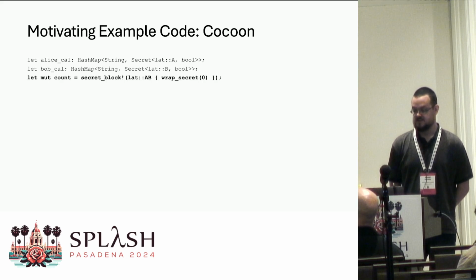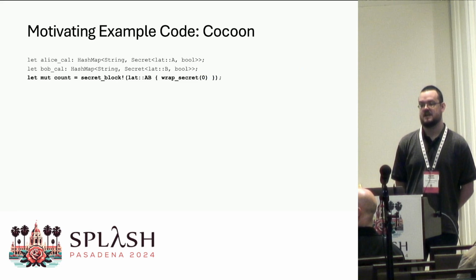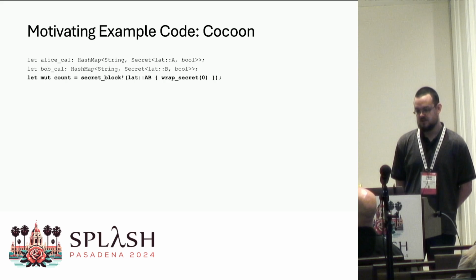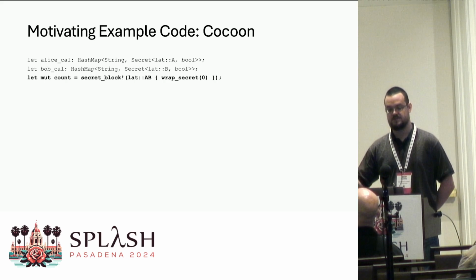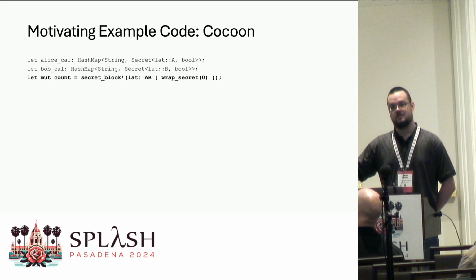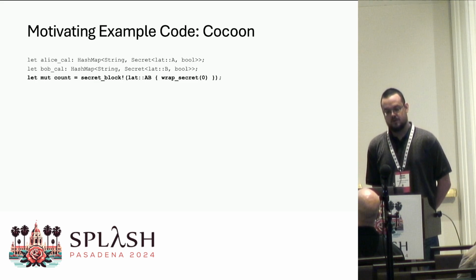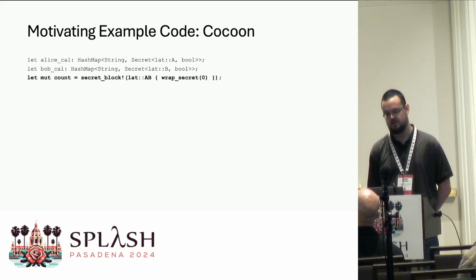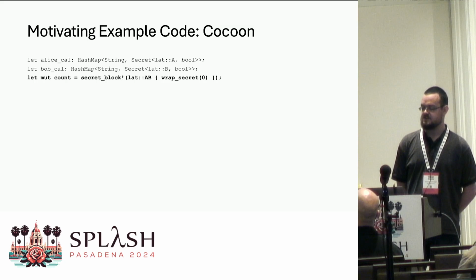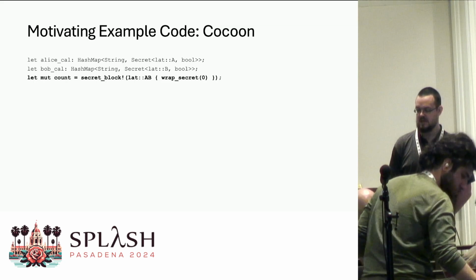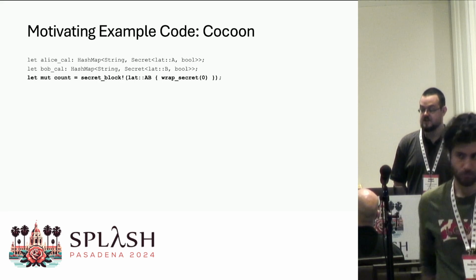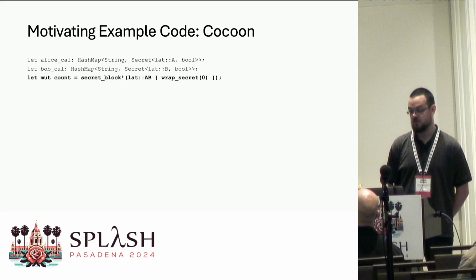So again, in this example, we need to initialize a counter. The goal of this is to count how many days we can meet on. This counter needs to be able to interact with secret data, so it needs to have a label of AB. It needs to be as secret as Alice and as secret as Bob's data. So we create it using a type of secure code region called a secret block. A secret block has an associated secret label, in this case AB. And inside of a secret block is where you can interact with secret data. In this case, we're creating a new secret by calling wrap secret.